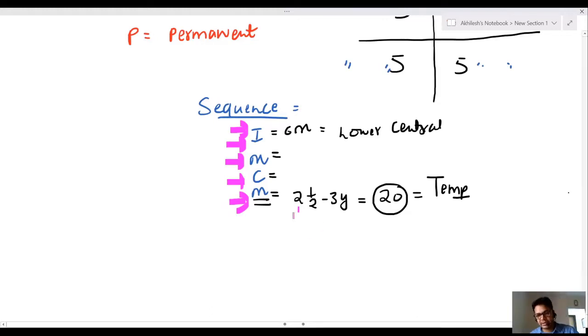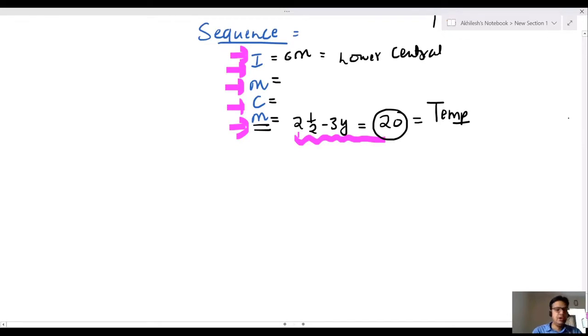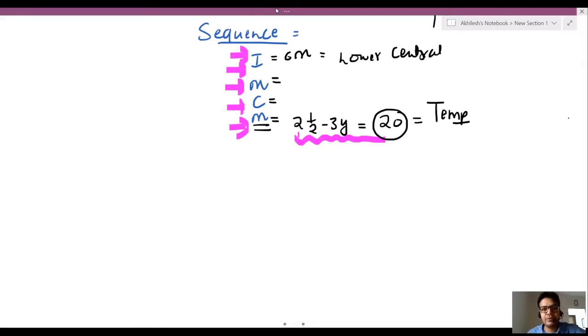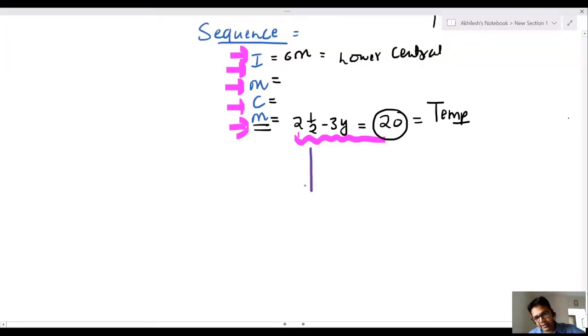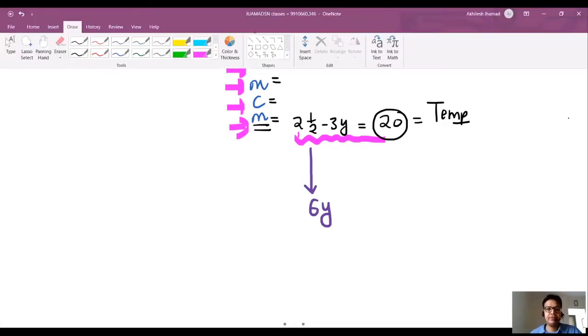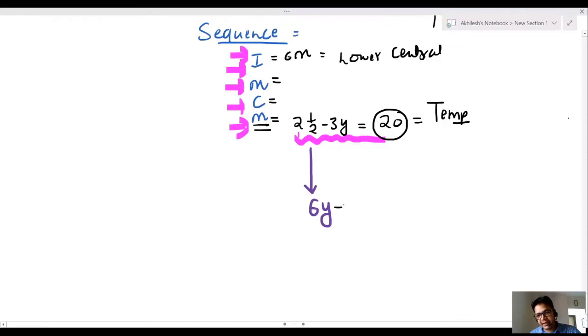Now, sir, this question comes. Till what age will you get all 20 temporary teeth? The answer will be 2.5 to 3 years. From 2.5 to 3 years till 6 years, you will have all 20 temporary teeth as it is. But what will happen, my dear friend, when you enter 7 years?